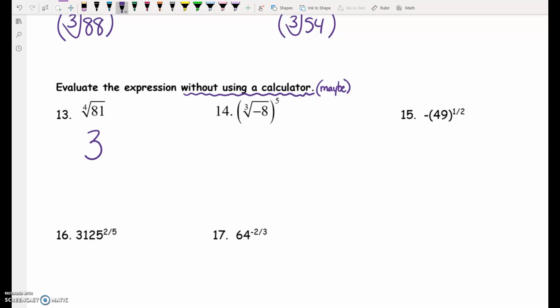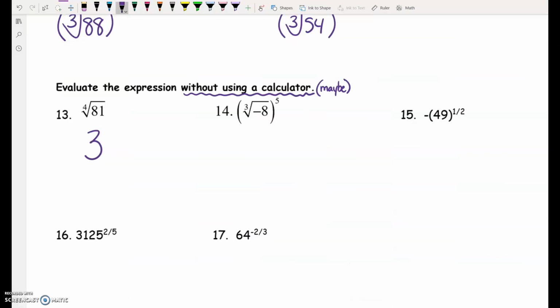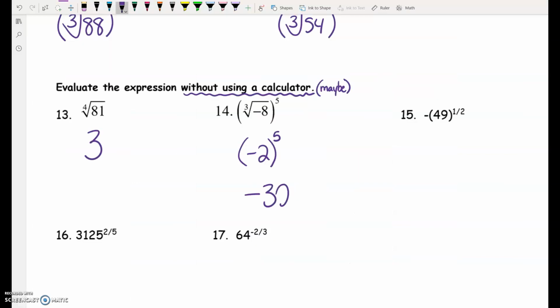Negatives are a little bit weird. The 3rd root of -8. The 3rd root of +8 is 2. So the 3rd root of -8 is -2. And then we want to raise that to the 5th. How many negatives are you going to have if you raise something to the 5th? Negative, negative, negative, negative, negative. 5 negatives. Is the negative going to cancel out? No. So our answer will be negative. 2 raised to the 5th is 32. So negative 32.